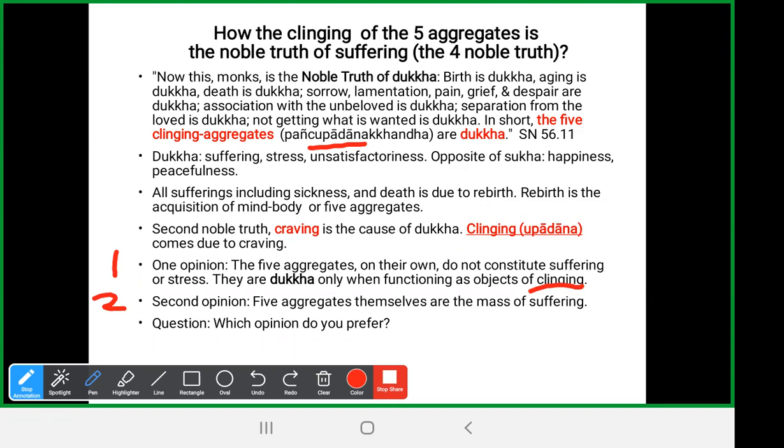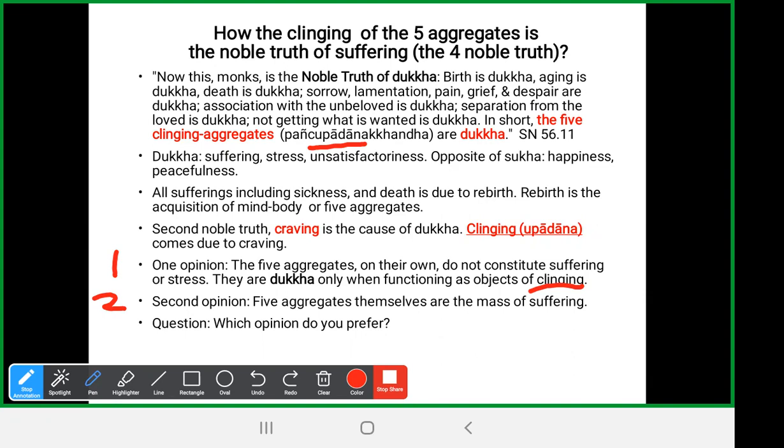The 5 aggregates themselves are the mass of suffering. Anybody prefer this second opinion? Sayagyi, I think both opinions have the same or similar weight, because both of them are referring to the clinging as well as the suffering, which is also linking to the 12 factors of dependent origination. Okay, good.